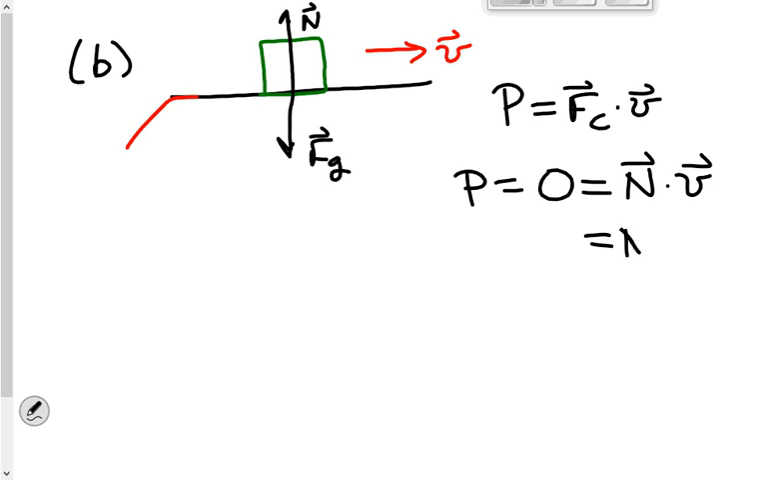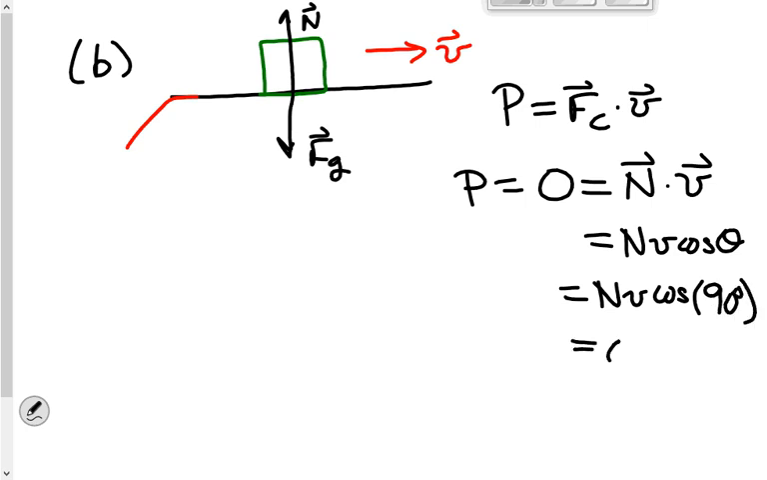We can also look at this as NV cosine theta, or phi, whatever you want to call it. But what's that angle going to be between N and V? 90 degrees. And the cosine of 90 is 0. Okay? Makes sense? All right, so we still have part C.